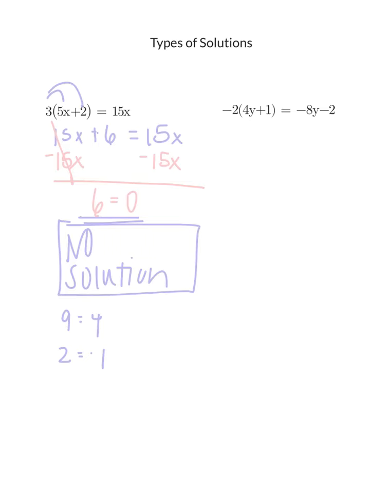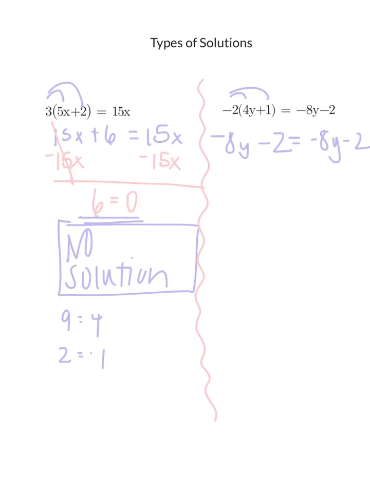On the other hand, let's take a look at this equation. It's negative 2 times the quantity 4y plus 1 equals negative 8y minus 2. Again, let's distribute. I get negative 2 times 4y is negative 8y, and negative 2 times positive 1 is negative 2, equals negative 8y minus 2. Look at that. They look the same.